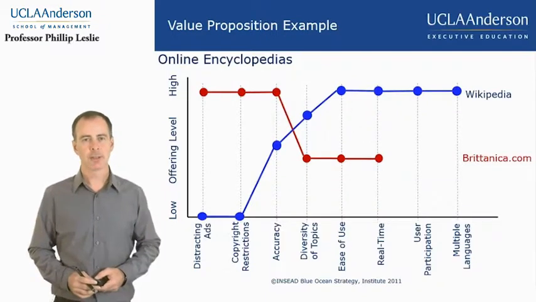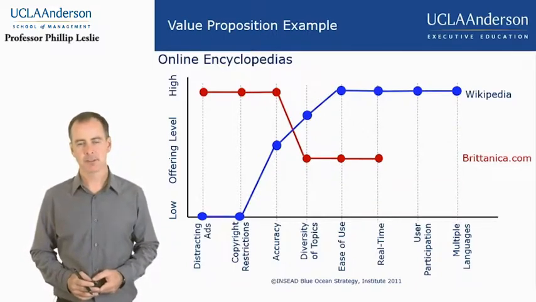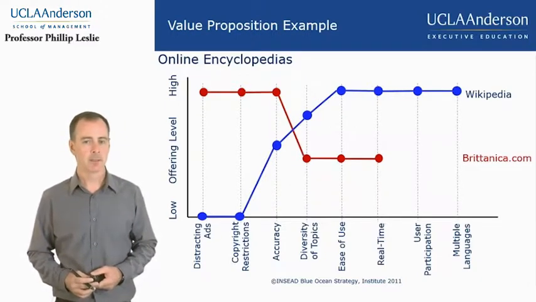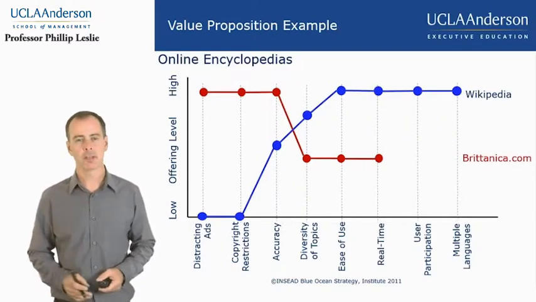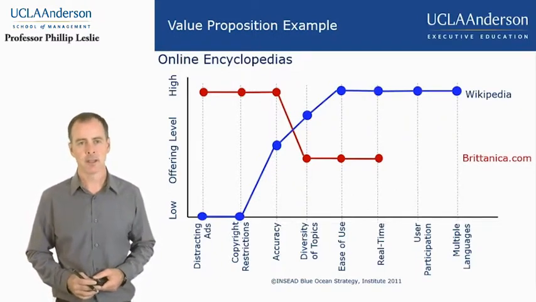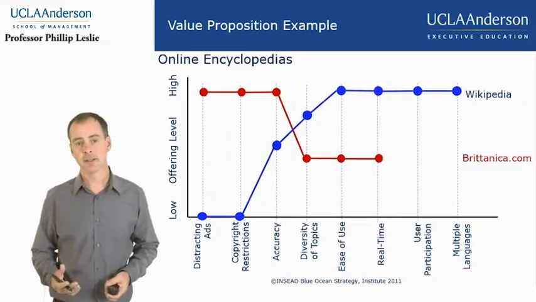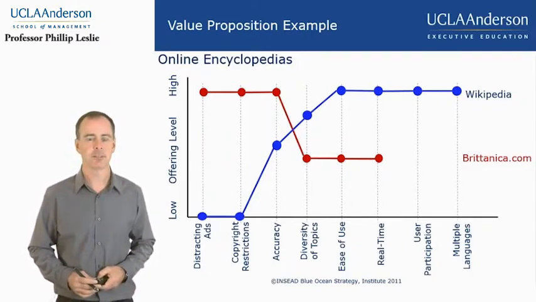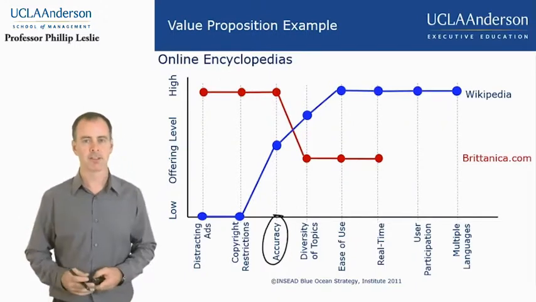Along the horizontal axes is a description of the particular drivers of value from customers' viewpoint that they care about. So that includes distracting ads, copyright restrictions, accuracy, and so on as you read along the horizontal axes. On the vertical axes is the offering from each of these two companies, the degree to which these companies deliver on those particular value drivers. I'm not going to go through all of the value drivers here, but let's focus in on a couple of particularly interesting ones. Let's take accuracy, for example.